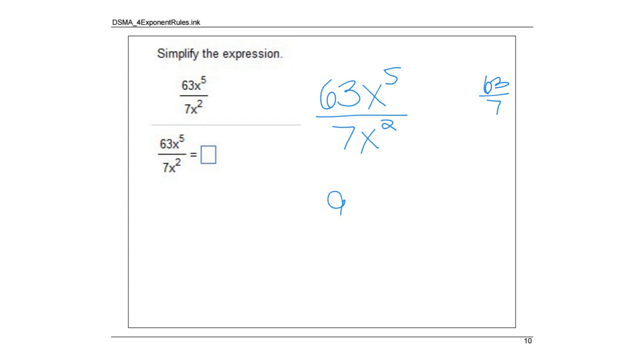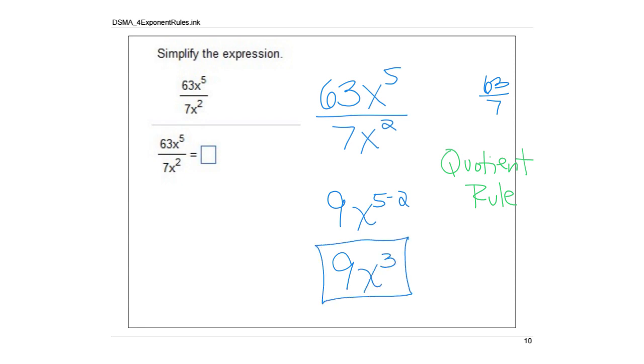That gives us 9. And then this is actually a quotient rule, right? Because we see that we have division, we have quotient rule. So we are going to subtract the exponents, 5 minus 2, and that gives us 9 times x to the third power. And that's it.